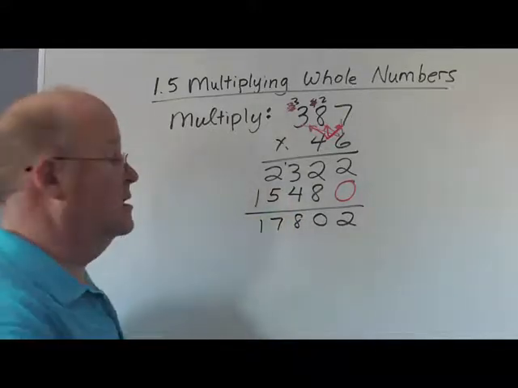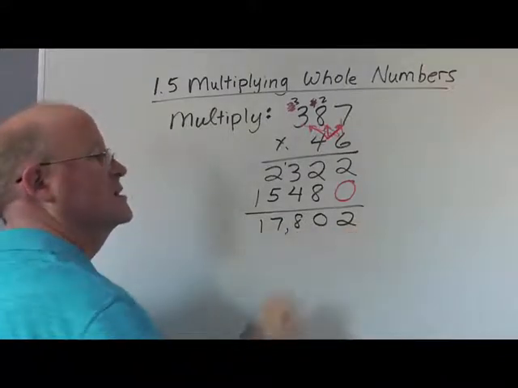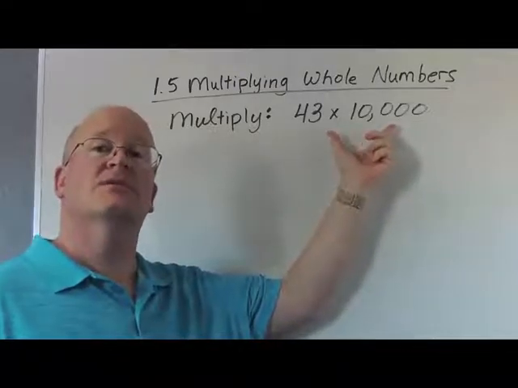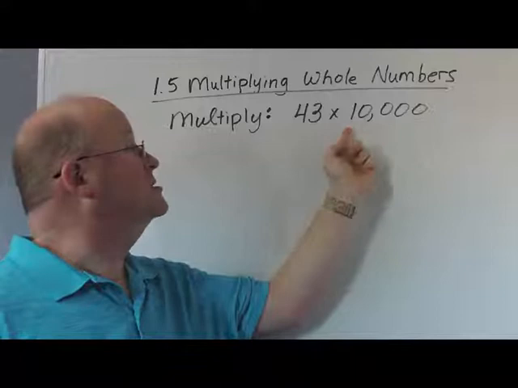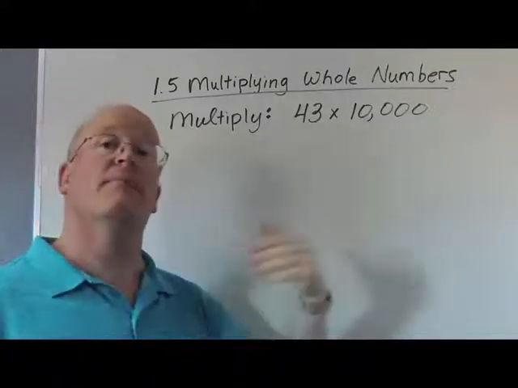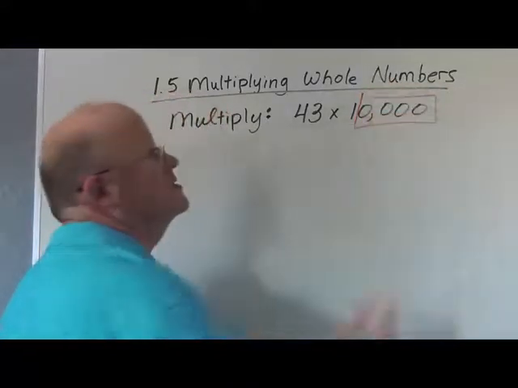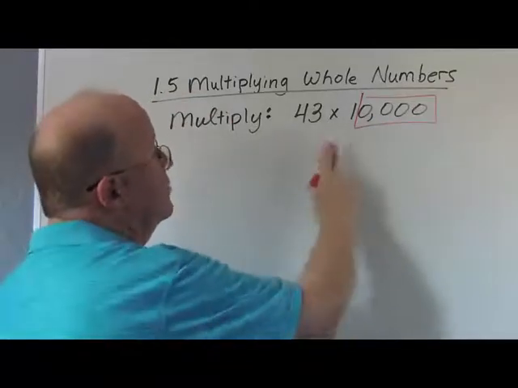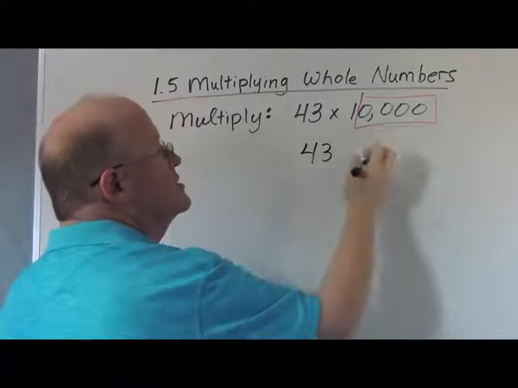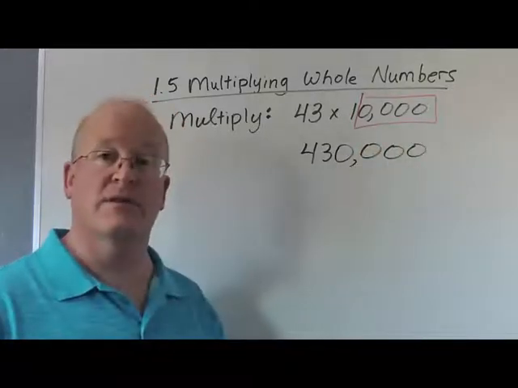Now since it's a 5-digit number, I need to put my comma in here to group the 802 together and write this as 17,802. In this next problem, 10,000 is called a power of 10 because it's just a 1 followed by 4 zeros. When we have a multiplication by a power of 10, you can basically ignore those 4 zeros for the time being, take 43, multiply by 1 to get 43, and then take your 4 zeros and attach them back onto your problem to get 430,000.